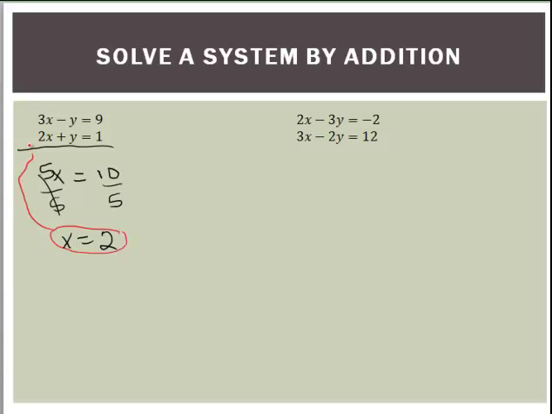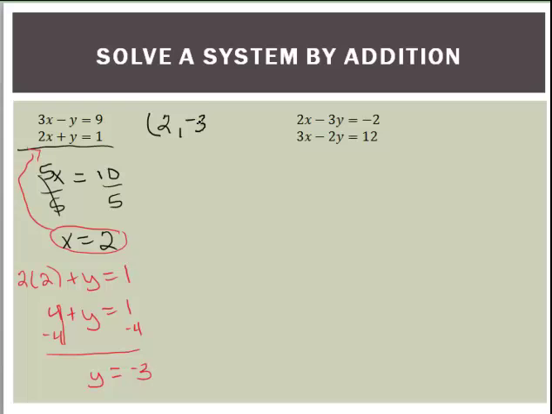Now you take this 2, and you substitute it back into either equation. I'll use the second one just because the numbers are smaller. So I put the 2 in the place of x. 2 times 2 plus y equals 1. 4 plus y equals 1. Subtract 4 from both sides. And you get y is equal to -3. So your solution is going to be 2, -3.